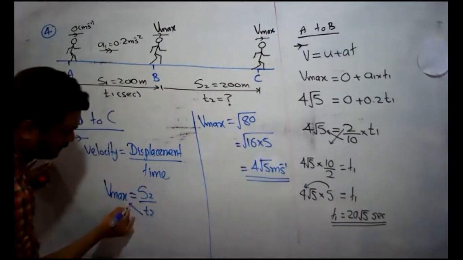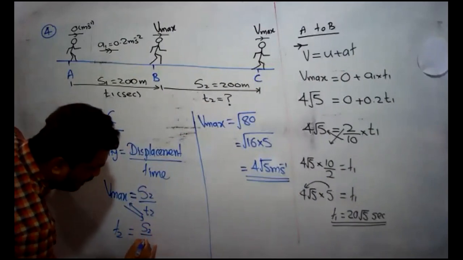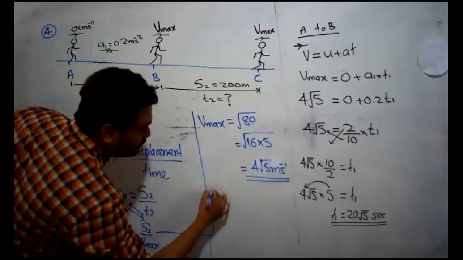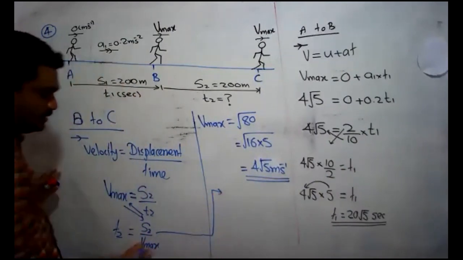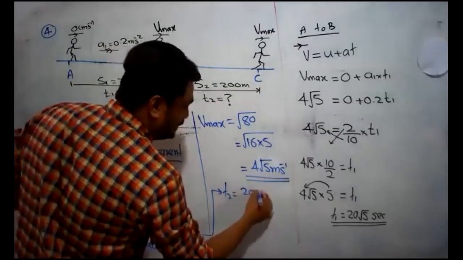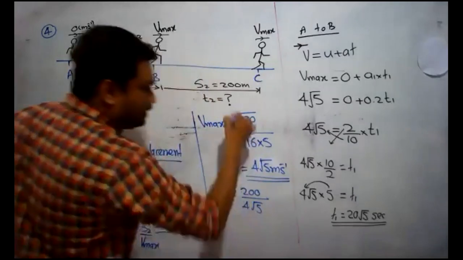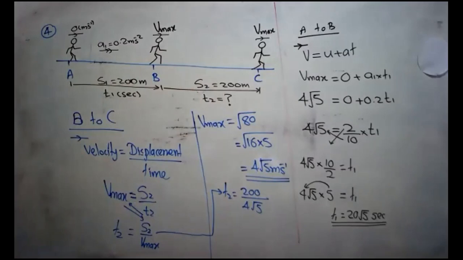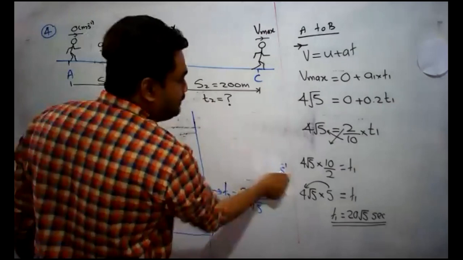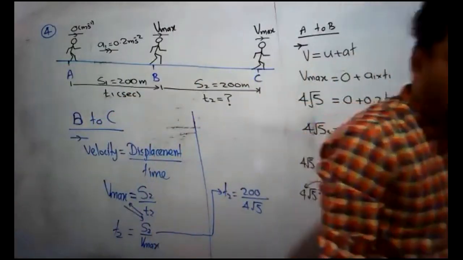So if I use cross multiplication like this, I can make T2 the subject: T2 equals S2 divided by Vmax. So T2 equals S2, which is 200, divided by Vmax, which is found as 4 root 5. Can you simplify this further, dear? Try to obtain the simplest form of T2.